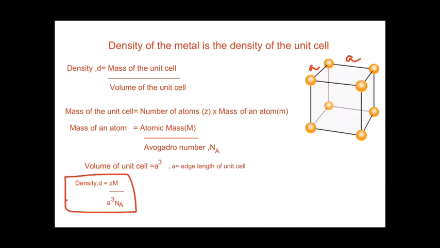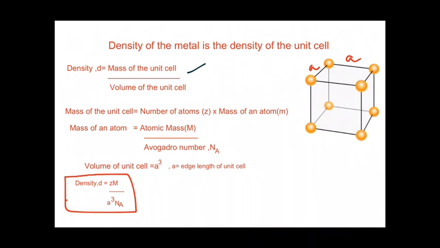Density of any substance is mass per unit volume of that substance, isn't it? Now, what is the density of the unit cell? It will be equal to the mass of the unit cell by volume of the unit cell. Last class we had discussed about the volume of the unit cell. For a cubic unit cell, if a is the edge length, the volume will be a cube. We know that. Now what about the mass of the unit cell?